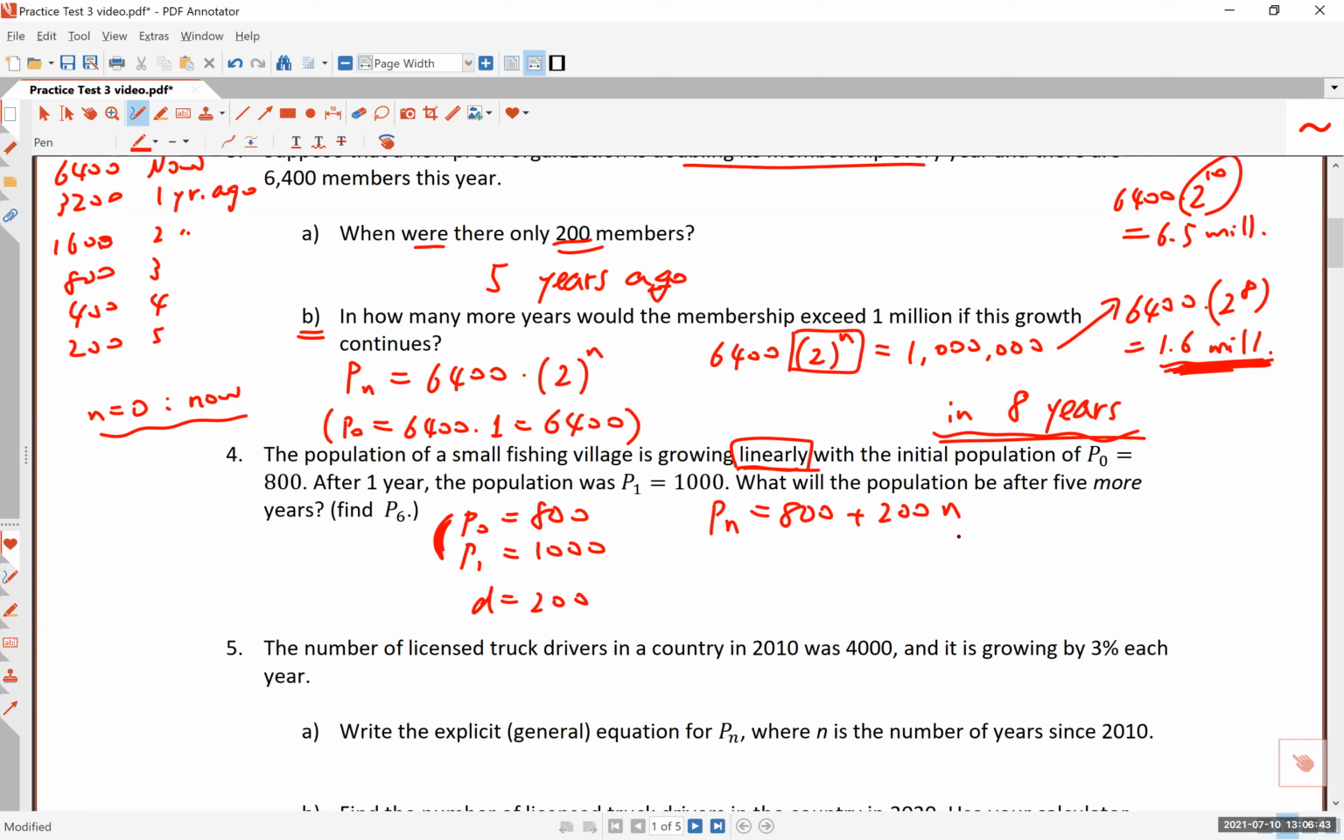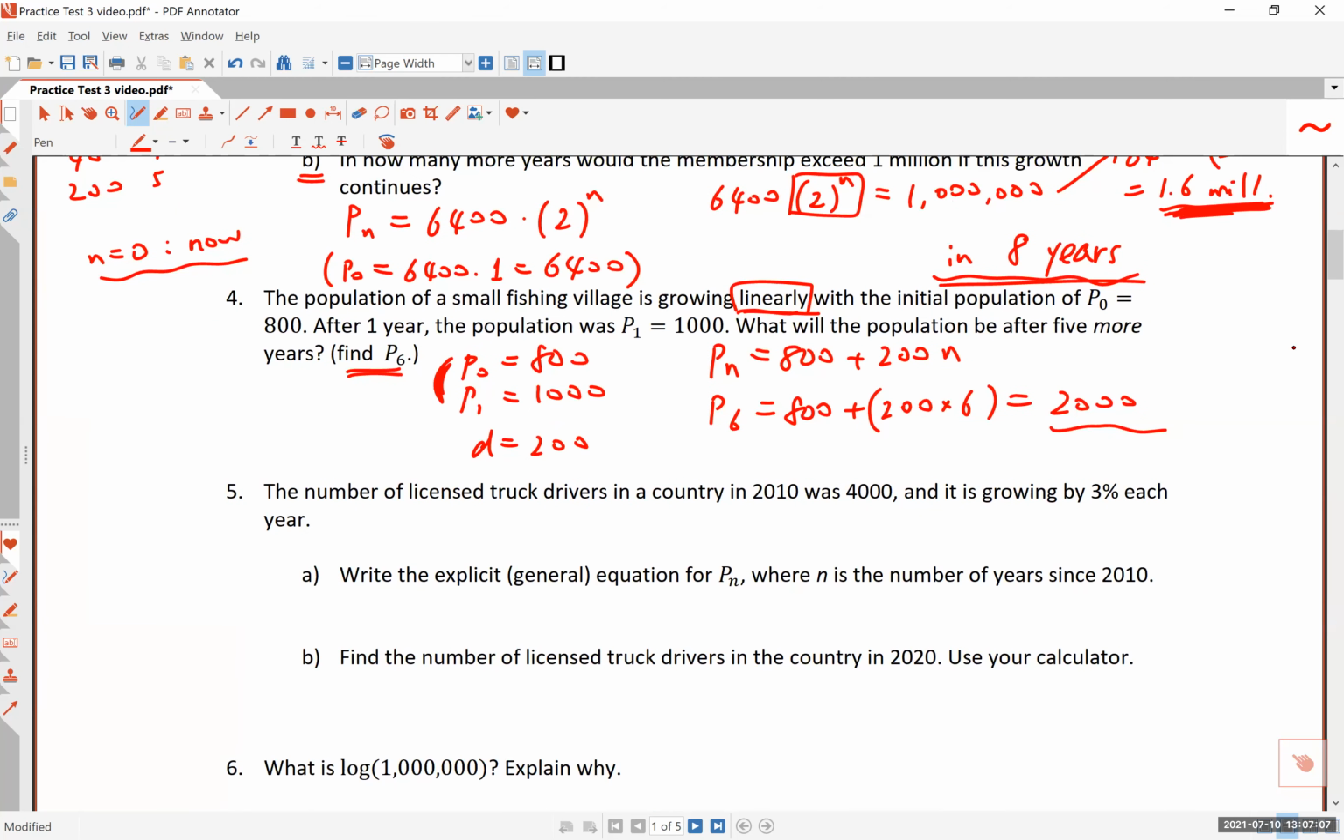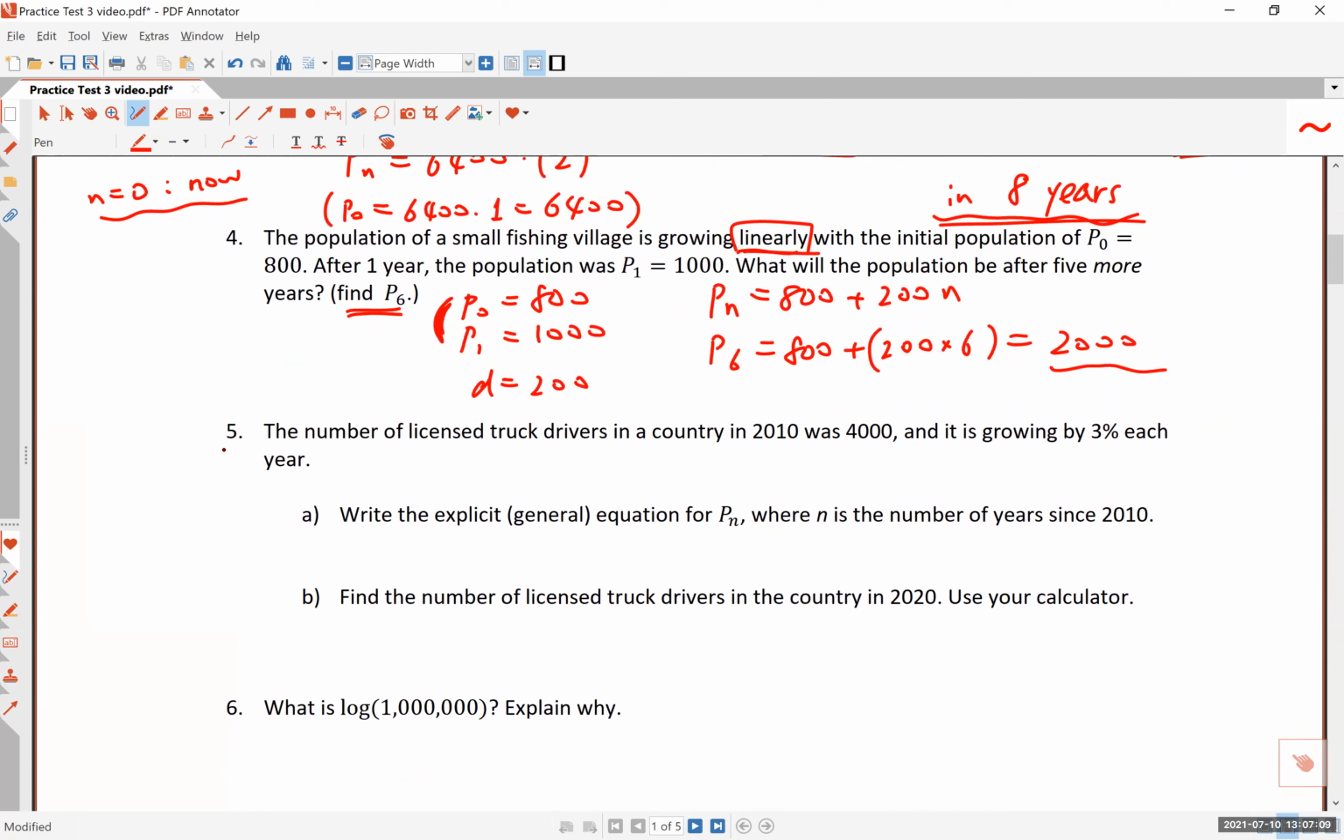What will the population be after 5 more years? So specifically, you are asked to find P sub 6, because 5 more years after P1 would be P6. And so this will be 800 plus 200 times 6. Remember, you have to do this part first, and your answer will be 2,000 people in this not so little fishing village anymore.